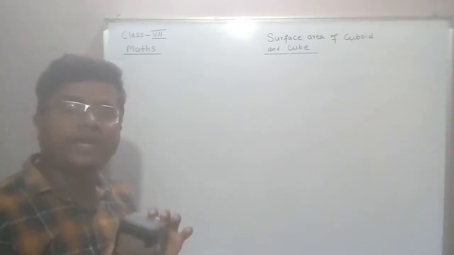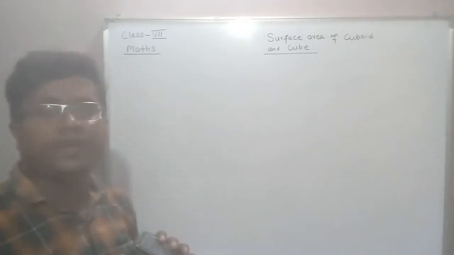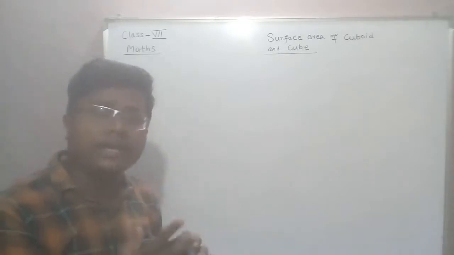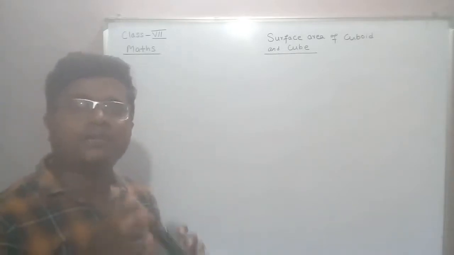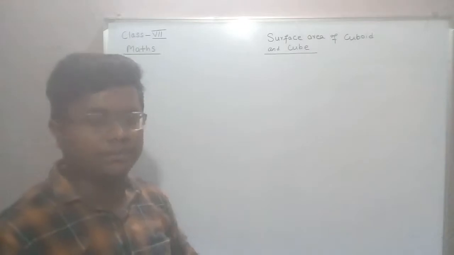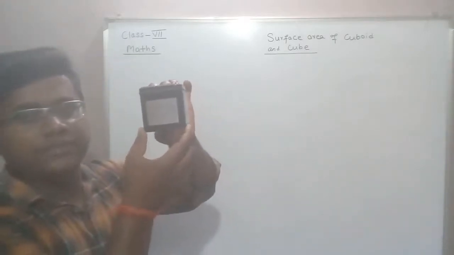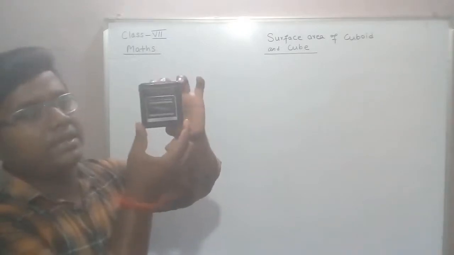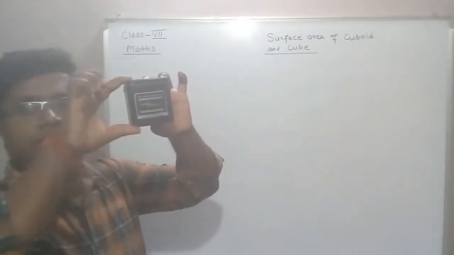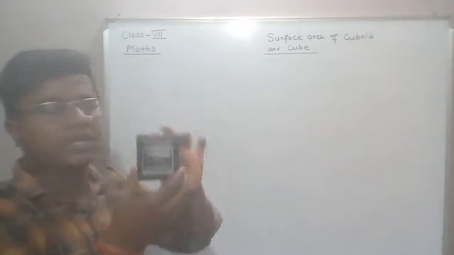If length, breadth and height are of different measurement, then that is your cuboid, and if they are of the same measurement, it is a cube. So this is your cuboid. Suppose this is your length, this is your breadth, and this is your height.